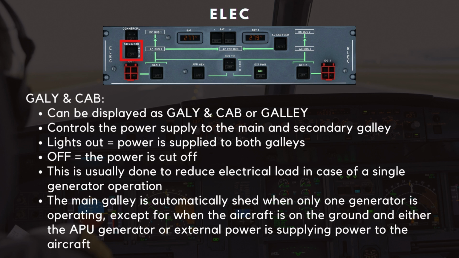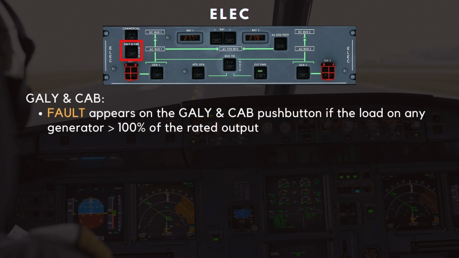The main galley is automatically shed when only one generator is operating, except for when the aircraft is on the ground and either the APU generator or external power is supplying power to the aircraft. An amber fault light appears on the galley push button if the load on any generator is more than 100% of the rated output.